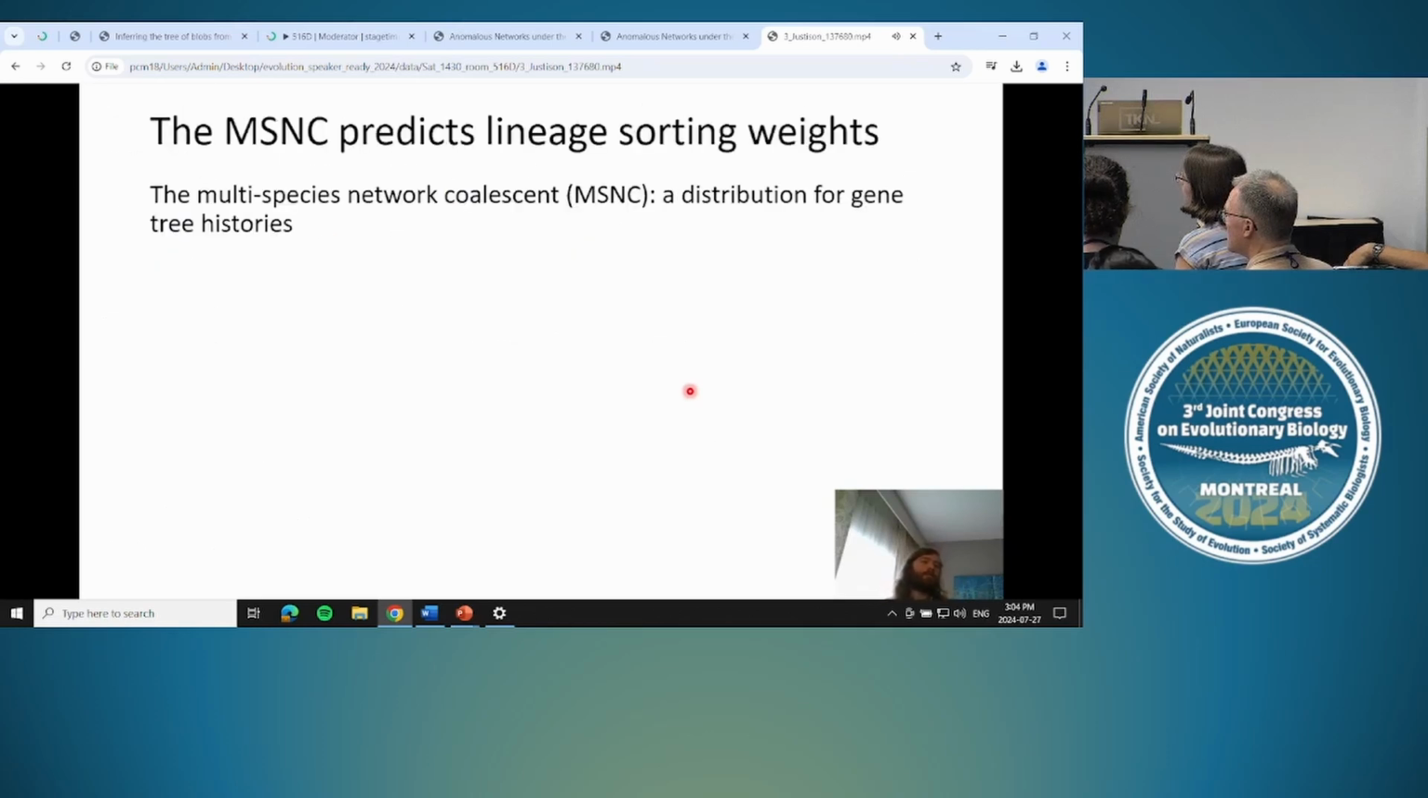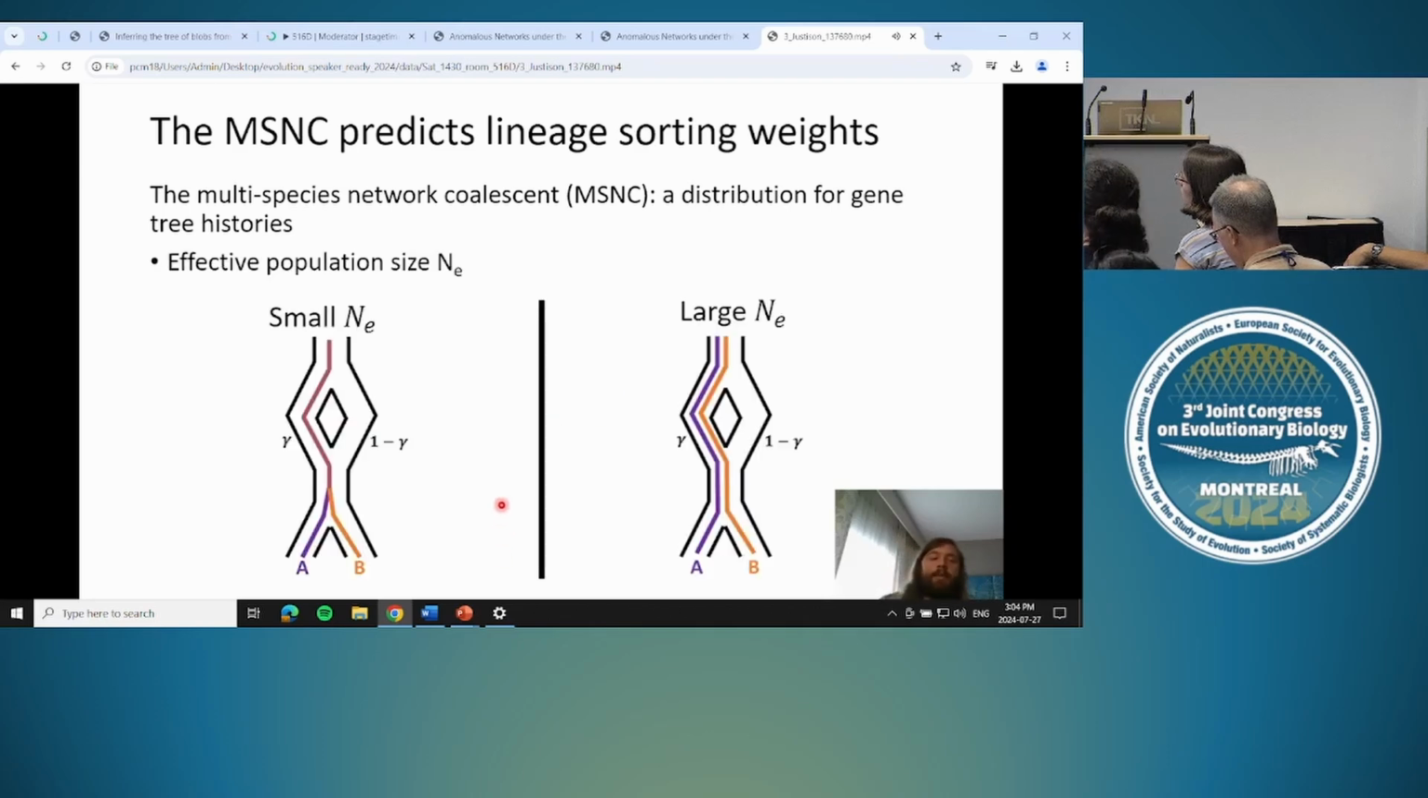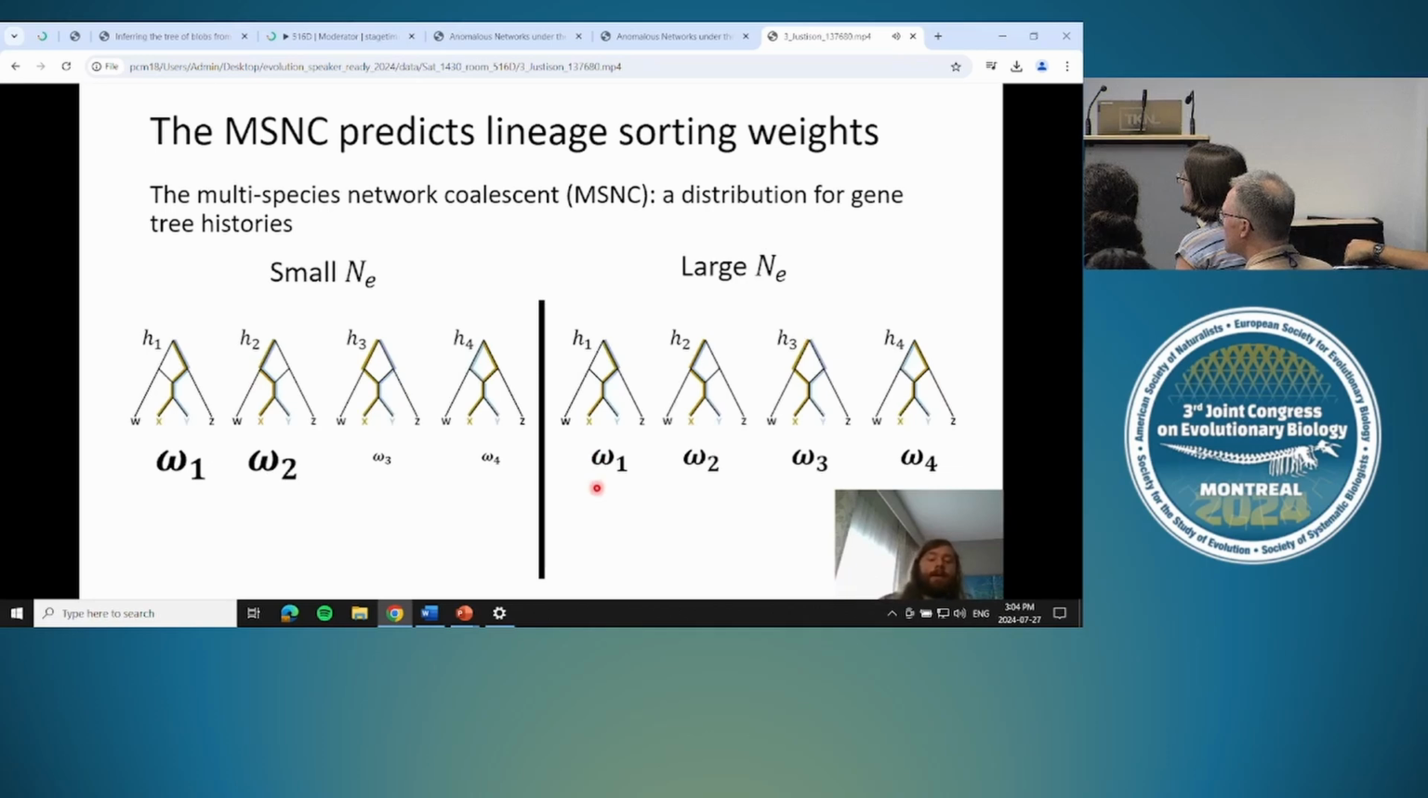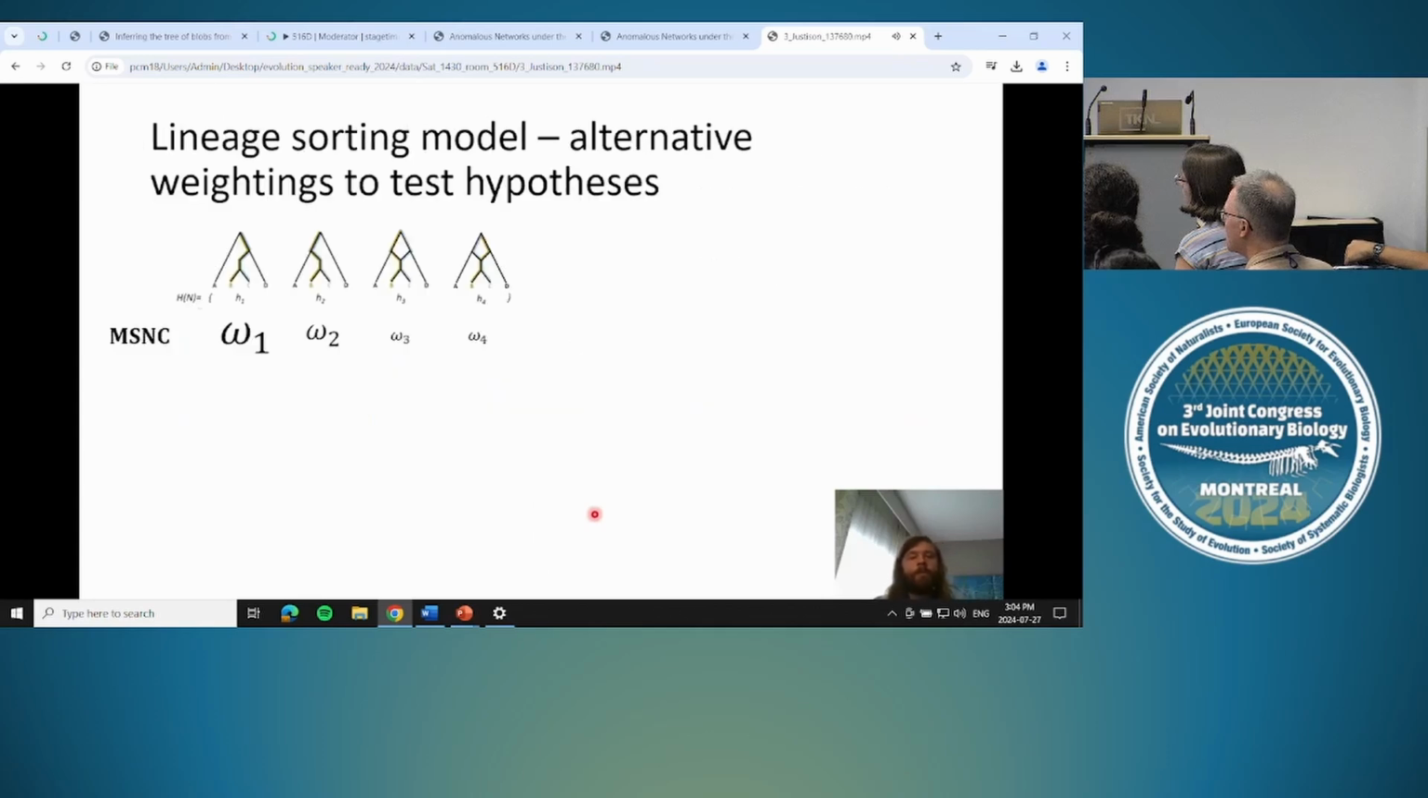And one thing we can note is that the multi-species network coalescent can make predictions actually about these lineage sorting weights. So if we think of the multi-species network coalescent as a distribution for our gene tree histories, it's going to be primarily controlled by the effective population size, where this effective population size on average is going to determine whether lineages coalesce or whether they do not prior to a hybridization node. That's going to ultimately affect the weightings that we might predict for each of these lineage sortings. And so one thing we can do is form different hypotheses by using different weighting schemes for each of these lineage sortings.